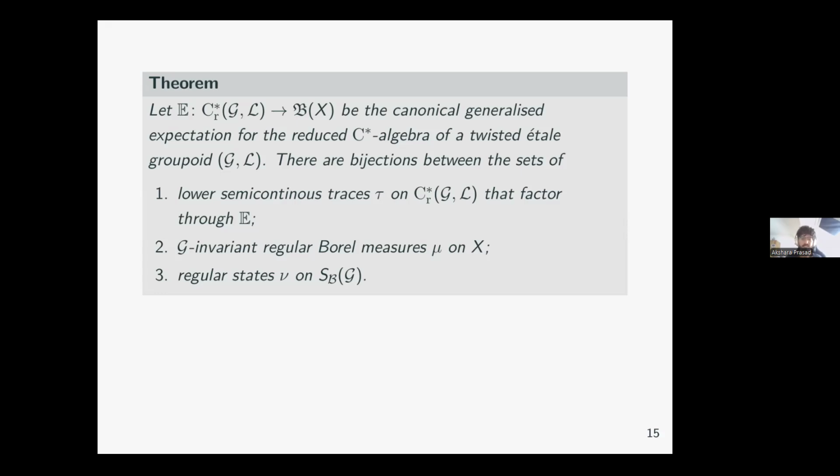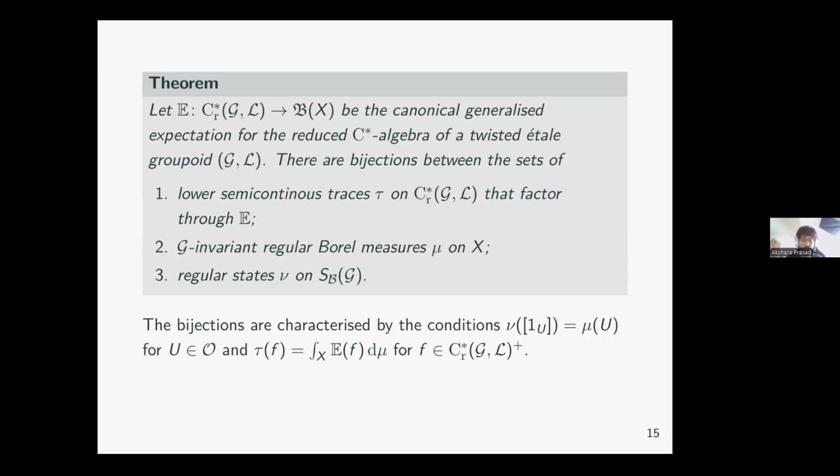Okay, and what do the correspondences look like? If I have a measure mu, the measure of a set U will be the image under the state of 1_U. And for a trace, tau of f will be the integral of E of f with respect to the measure mu. So this is how these are related.